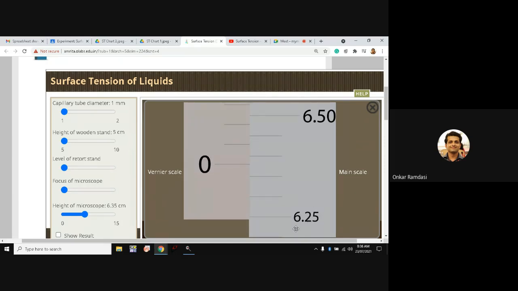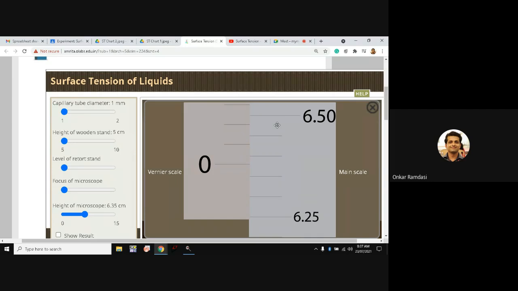Now on the main scale, you can see 6.25 and this is 6.50, and there are 5 lines in between. What is the reading for this line? 6.30. Okay, so there are 5 lines in between that 0.25. So 0.25 divided by 5, each line corresponds to 0.05. So it is 6.30. This is 6.35, 40, 45, and 50. I hope this is clear.